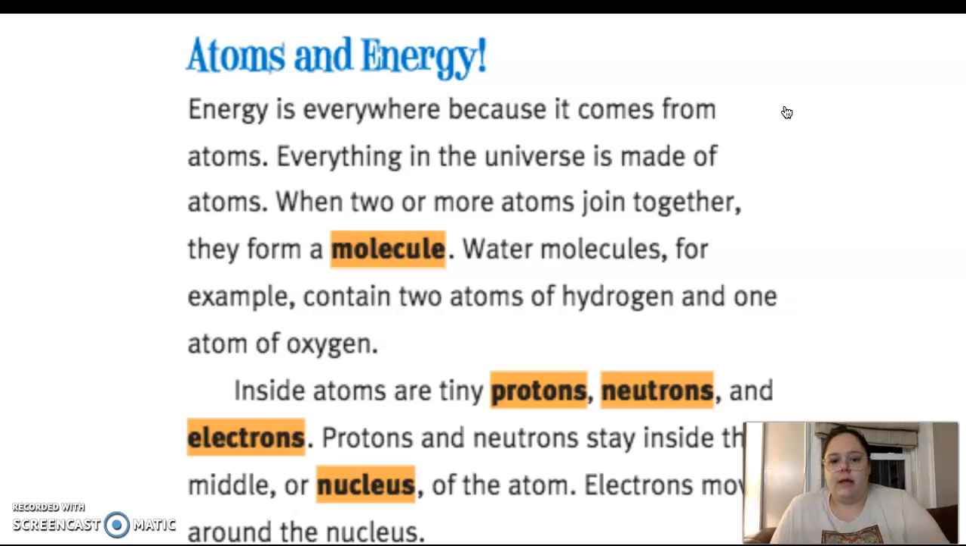Okay, so I'm going to read a short excerpt from an article on energy. These articles will have a lot of information that you need for your Google form.